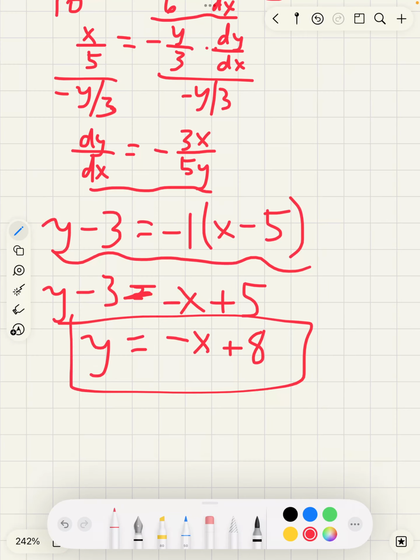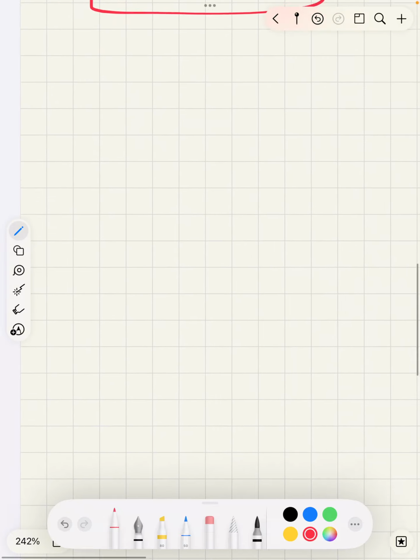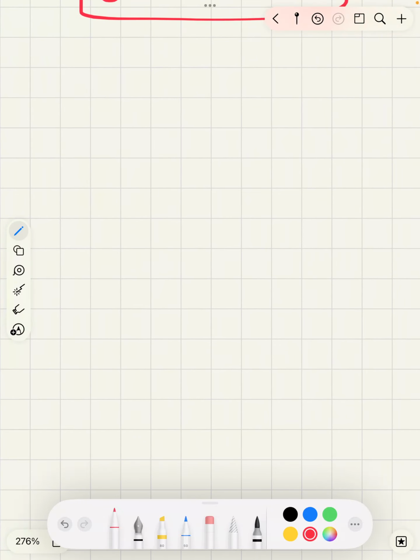So now we've taken a derivative using implicit differentiation. We have seen what it looks like to write the equation of a tangent line. Now let's move on to an example that's a little bit more ugly. So for this one, let's say that we want to find dy dx.